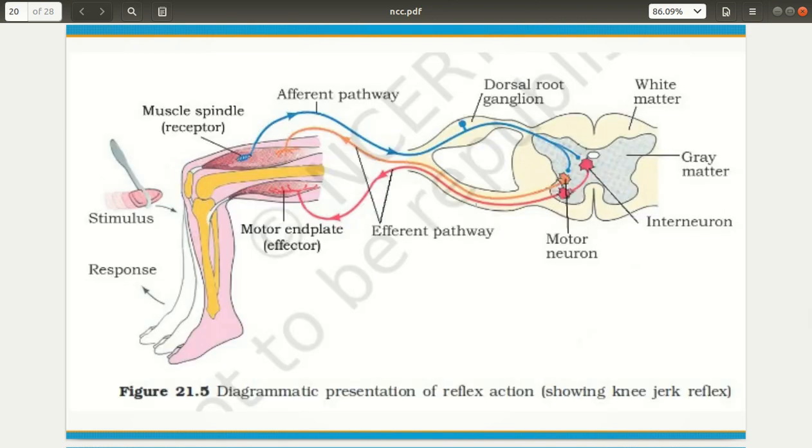So you can just look into a diagrammatic presentation of a reflex action showing knee jerk reflex. So the stimulus is just a touch of the knee, and you can notice the responses that take place. So the muscle spindle or receptor sends the message through the afferent pathway, which is shown in blue color. It reaches the dorsal root ganglion and the white matter of the spinal cord, and the interneuron, from there the message is conveyed back through the efferent pathway and motor end plate, or it is also called as effector. So this is how a reflex action takes place from receptor to the effector, involving the spinal cord.